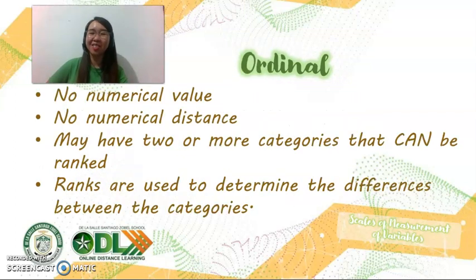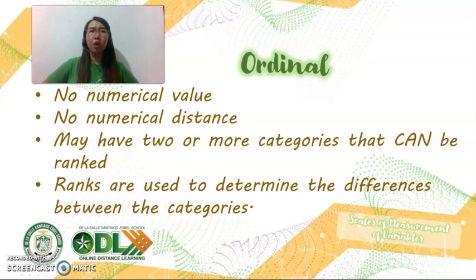So let's have the second one, ordinal. How is it different from nominal? Now, ordinal variables are variables with still no numerical value. There's no numerical distance between the first and second, but they may have two or more categories that can be ranked. So ranks are used to determine the differences between the categories.